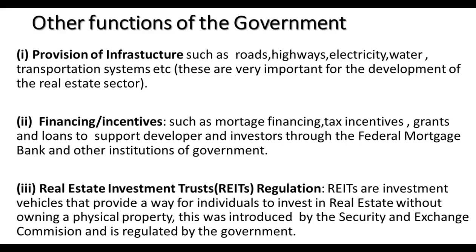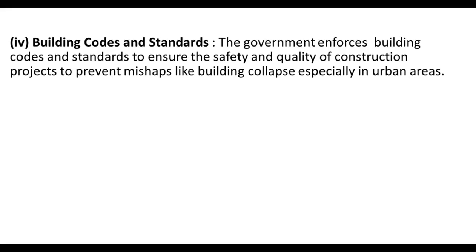The next function of the government could include Real Estate Investment Trust regulation, REITs as they are called. They are investment vehicles that provide a way for individuals to invest in the real estate sector without owning physical property. Here, an investor can come without buying a house or buying a land. They can put in X amount of money and get returns after a couple of months, maybe after 12 months or after a year. But this is regulated by the Securities and Exchange Commission. And you must know that the Securities and Exchange Commission is an arm of the government.